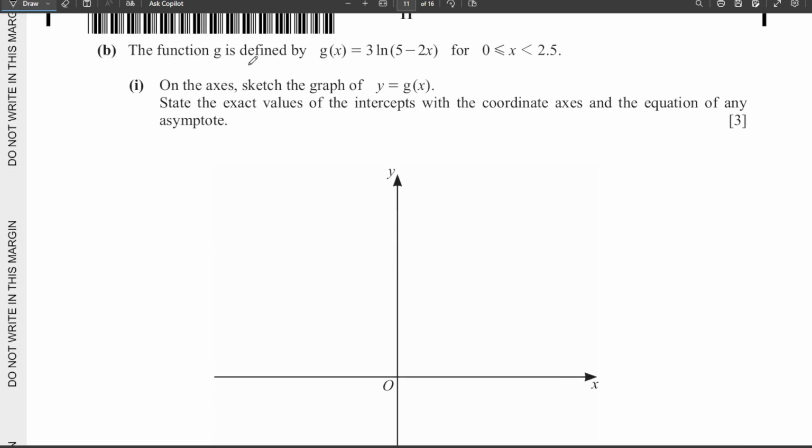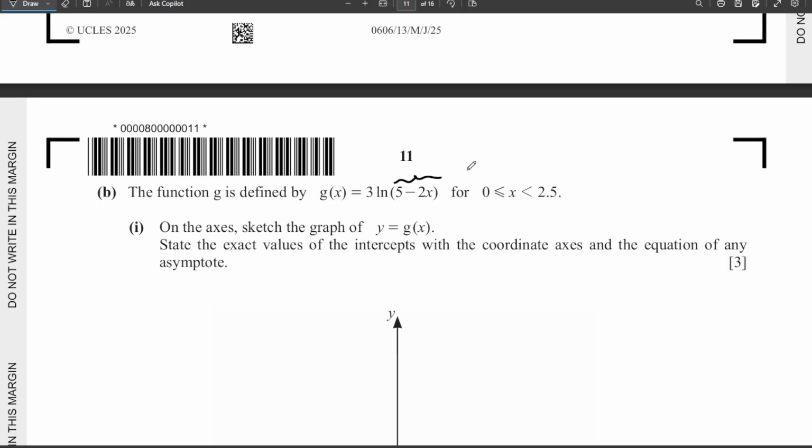Function g is defined by this natural log function, and on the axis, sketch. Okay, we want to sketch this, and find the values of the intercepts with the coordinate axis and the equation of any asymptote. So the asymptote will occur when this is 0, right? So the asymptote will be at x equals 5/2.